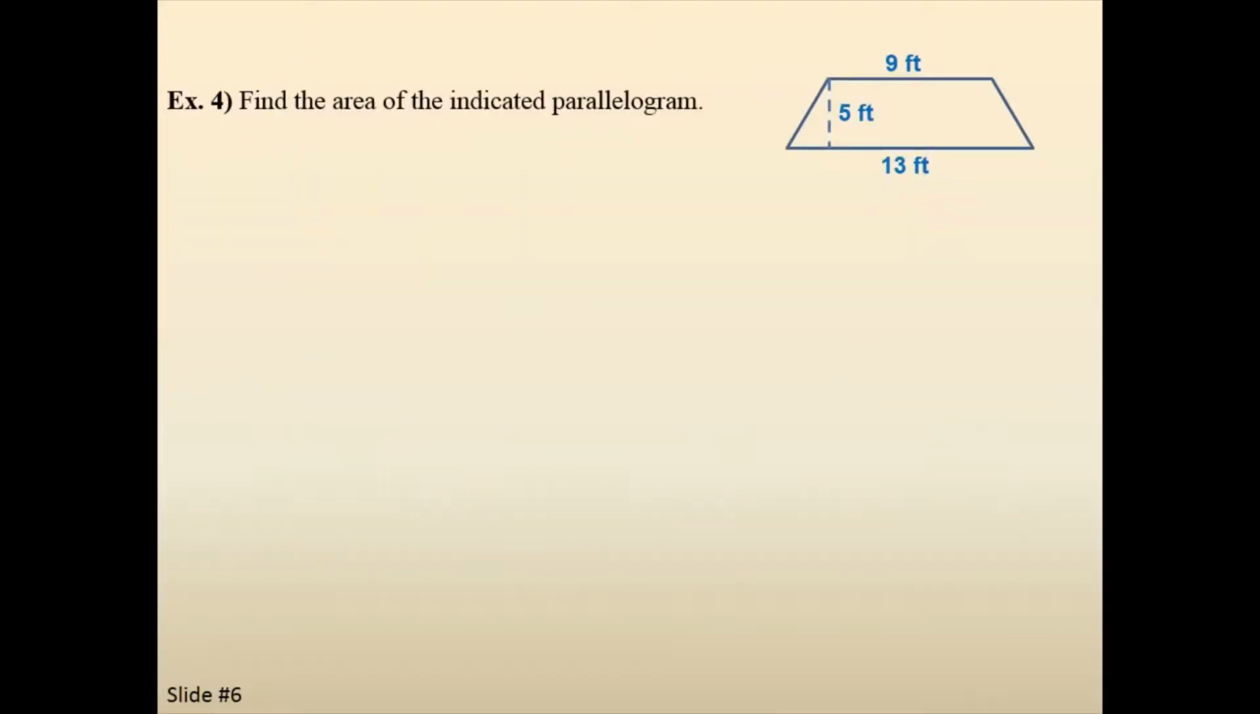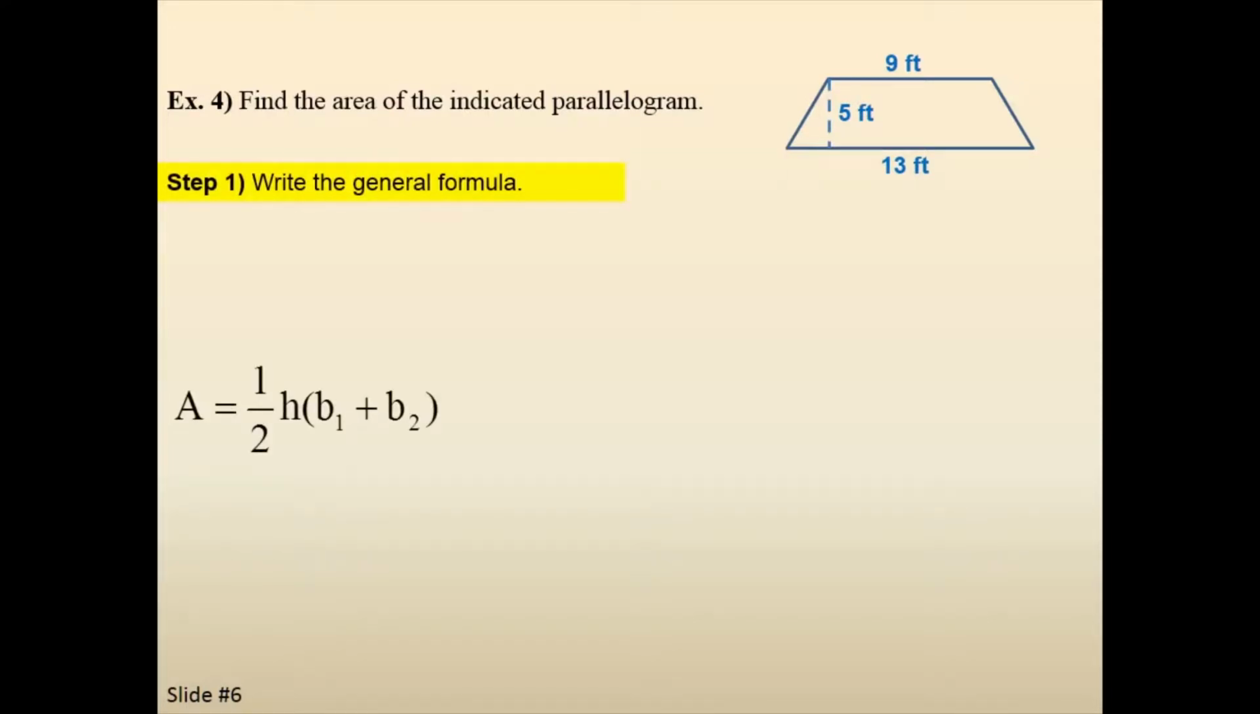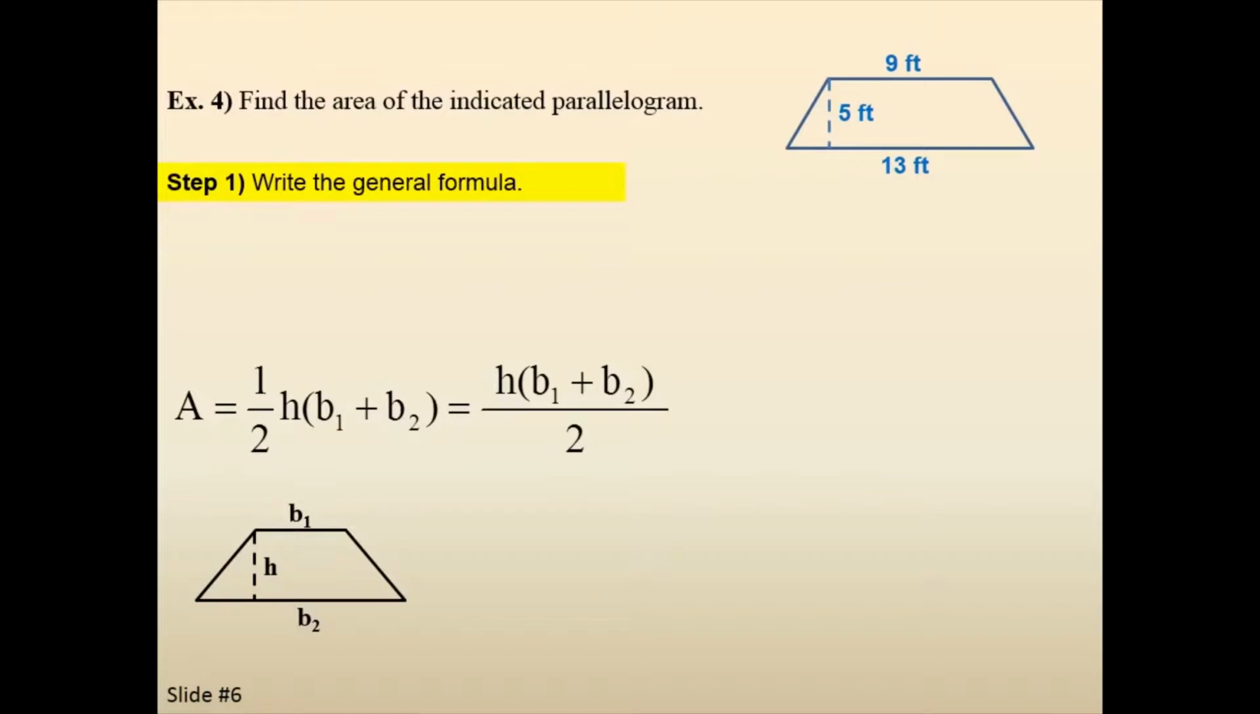Example 4, find the area of the indicated parallelogram. We're given the top base 1 is 9, base 2, the bottom, is 13, and the height is 5. Write the general formula. The area of a trapezoid, and this happens to be a trapezoid, is 1/2 the height times the sum of the two bases. That's what the picture would look like for a trapezoid. I prefer to write it this way, which will be on the formula sheet that we provide: height times the sum of the bases, all divided by 2.